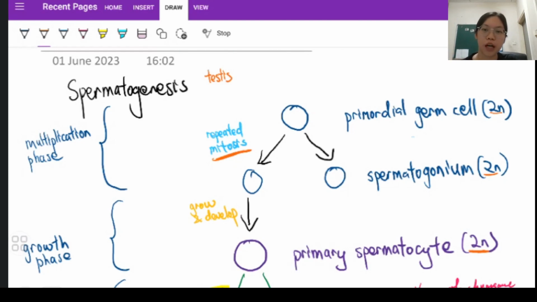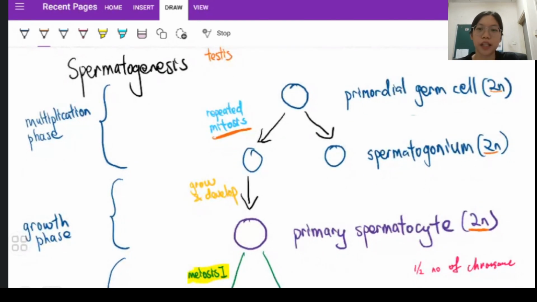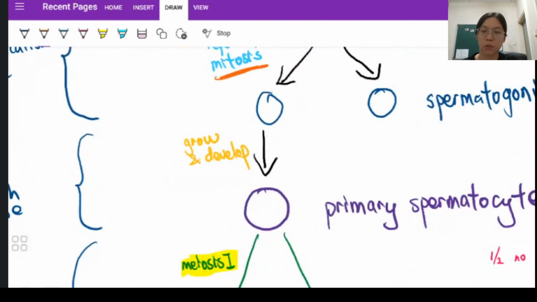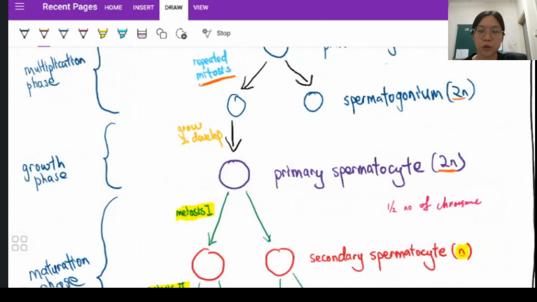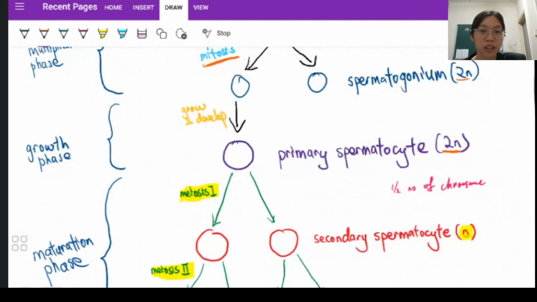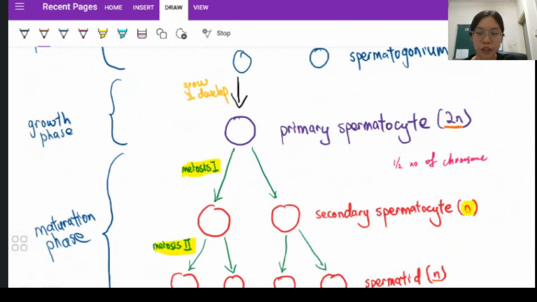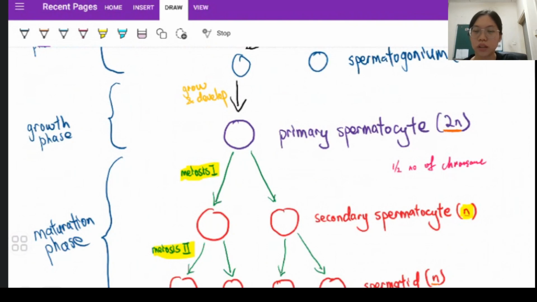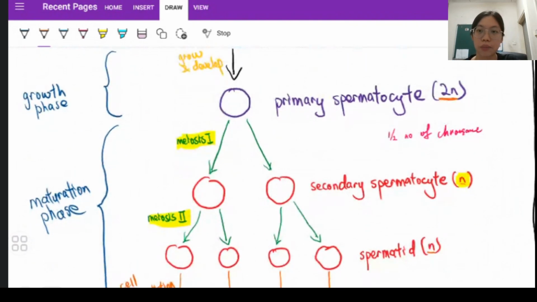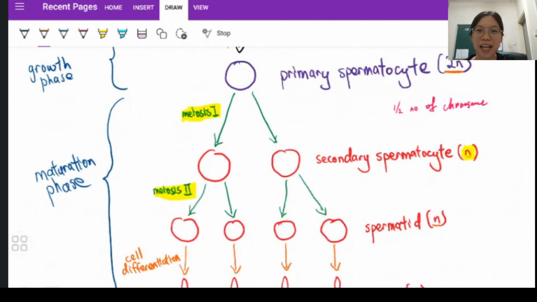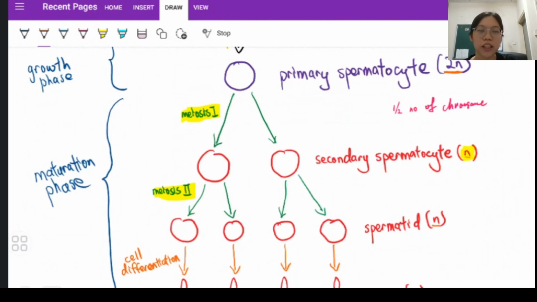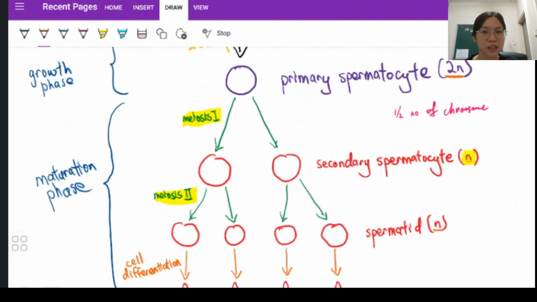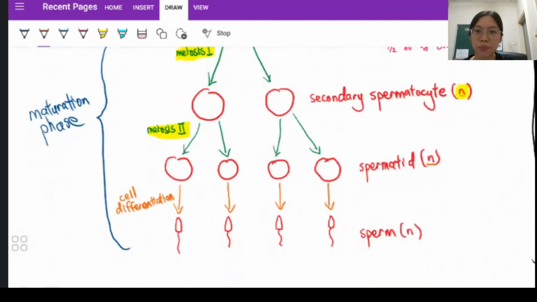Okay, now after forming the primary spermatocyte, I only drew one of them. This part I didn't draw or else it would become very complicated. So I just focus on one of the spermatogonium. Primary spermatocyte will undergo meiosis 1. This meiosis 1 is where the number of chromosomes is halved. So secondary spermatocyte is formed, and now from the diploid number of the primary spermatocyte it becomes a haploid number. A secondary spermatocyte undergoes meiosis 2 to complete the whole meiosis process, to become a spermatid. Spermatid doesn't look like sperm, right? It has to undergo cell differentiation to become a sperm.